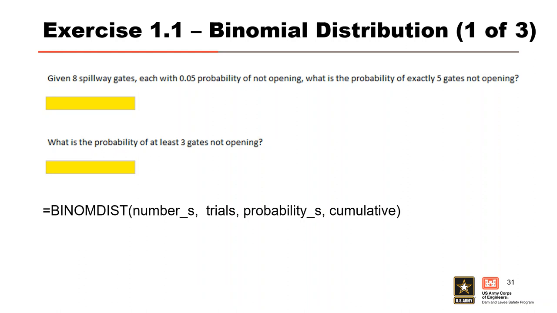The exercise asks, given eight spillway gates, each with a probability of 0.05 of not opening, what is the probability of five gates not opening? And what is the probability of at least three gates not opening? If you decide to complete the exercise using Microsoft Excel, I've included the formula on the slide. Please pause the video and work through the exercise. When you're finished, press play for the solution.